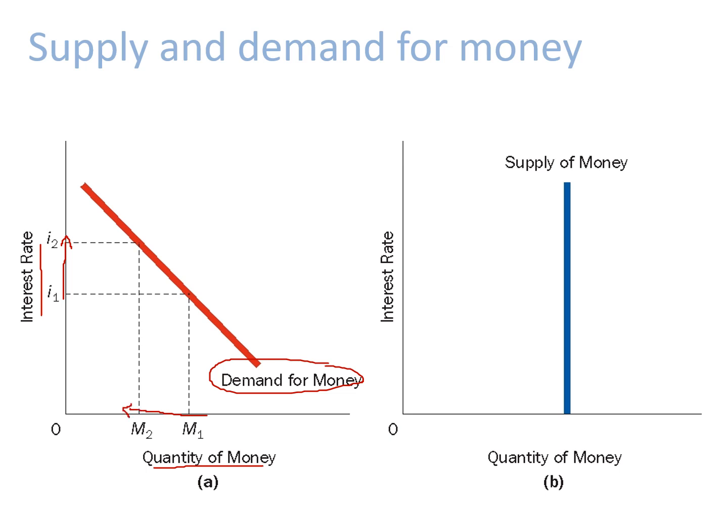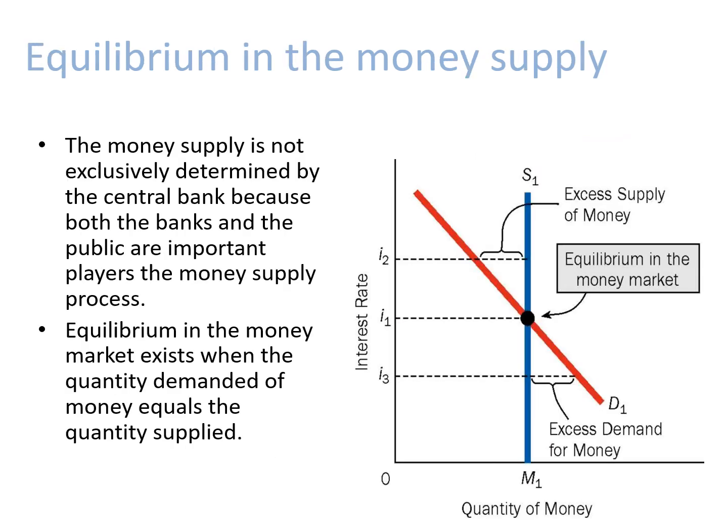In graph B, as we discussed in the previous chapter, the amount of money in the economy is determined by the monetary authority, right? So for example, the Fed in the case of the United States. As you see, the money supply is vertical. The vertical supply curve reflects that the quantity of money determined by Fed policy is not affected by changes in the interest rate. That's why it shows a vertical line.